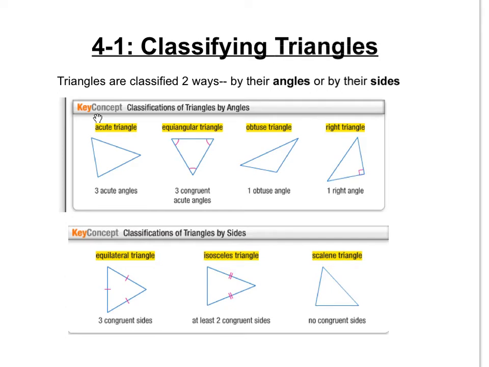We will see that if a triangle has three unequal sides, then it has three unequal angles. And if a triangle has two equal sides, it has two equal angles. And if a triangle has three equal sides, then it is also equiangular because it has three equal angles.